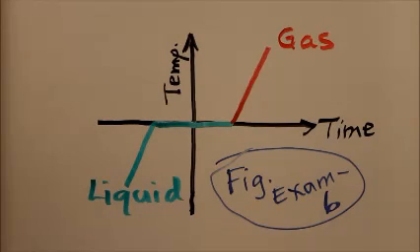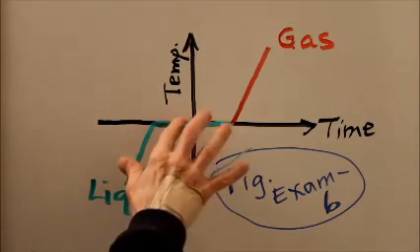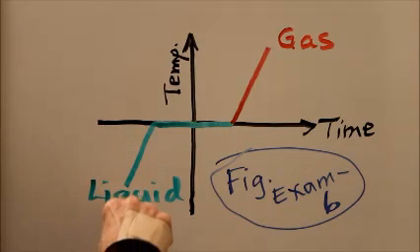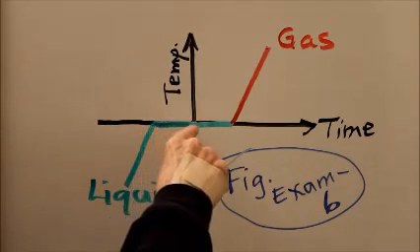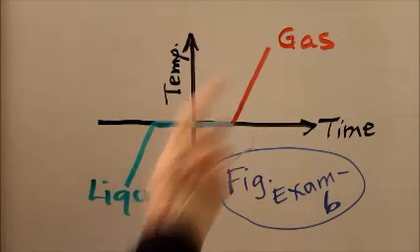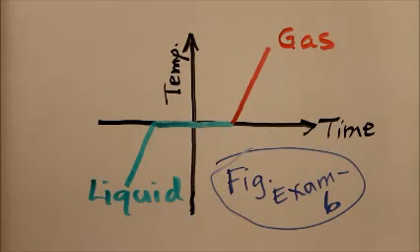Basically, we're talking about a substance here that starts out as a liquid, and we warm it up, and we keep adding heat energy to this liquid sample. The temperature rises and then levels off for a while, and then continues to rise once it becomes a gaseous substance, like, for example, boiling water.